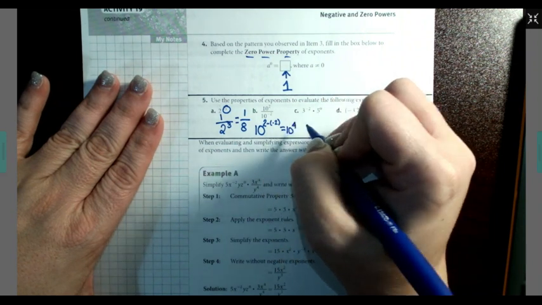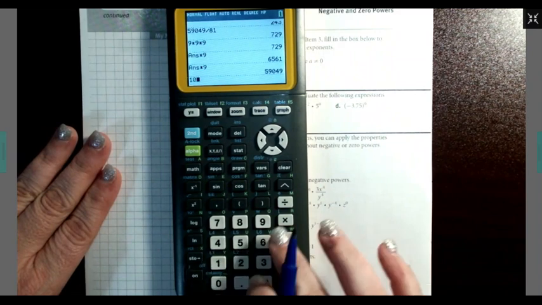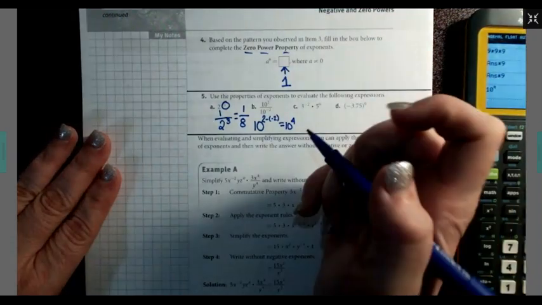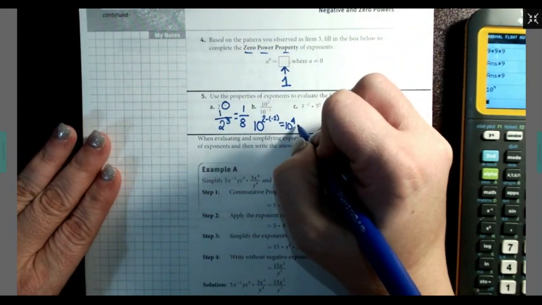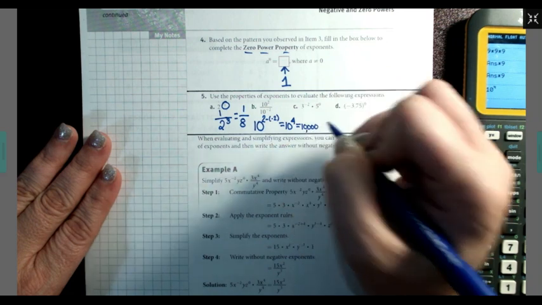I want to know what 10 to the 4th power is. Well, if I need to, I can always go to my calculator, right? 10 to the 4th. 10,000. Got 4 zeros back there. 1, 2, 3, 4. Right there.